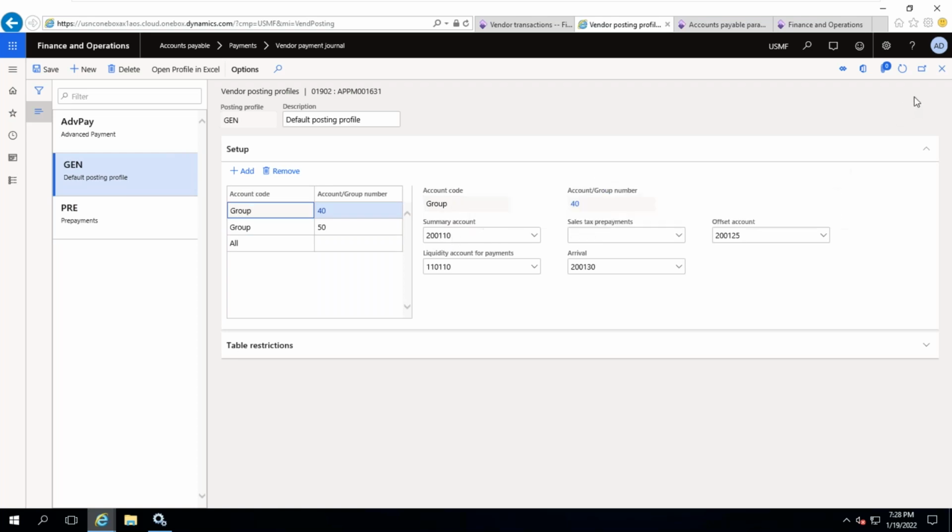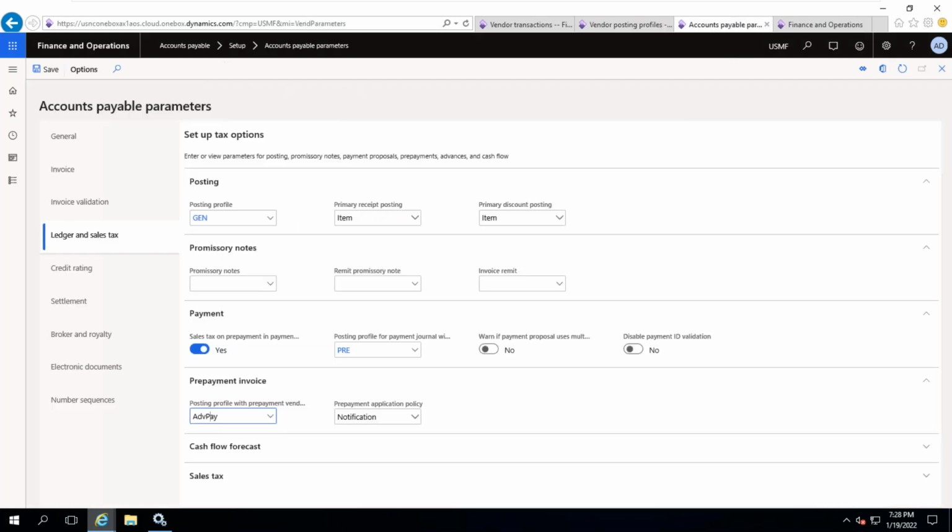Understood? Yes, sir. So that is available in the parameters, in accounts payable parameters, ledger and sales tax. This is directly payment journal. At that time, if I want this one, you can use it. And this is at the time of invoice, prepayment invoice. This is only prepayment. Got it? Yes, sir. So this is the regular posting profile.